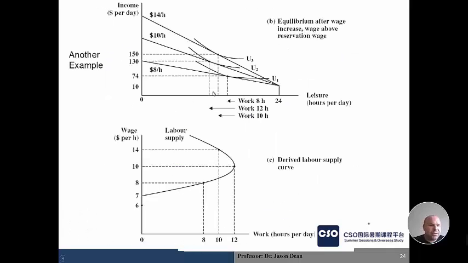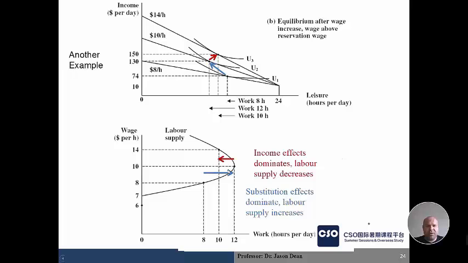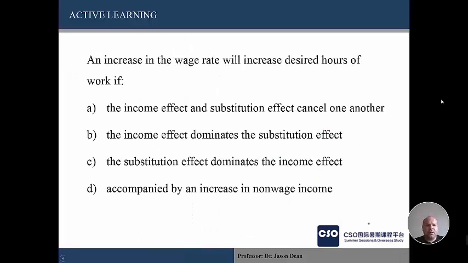Here is another illustration for you for your notes to have. Again, this portion of the labor supply curve is where the substitution effect dominates the income effect, and when it starts bending backwards, the income effect is dominating the substitution effect. Okay, so let's do some practice questions.